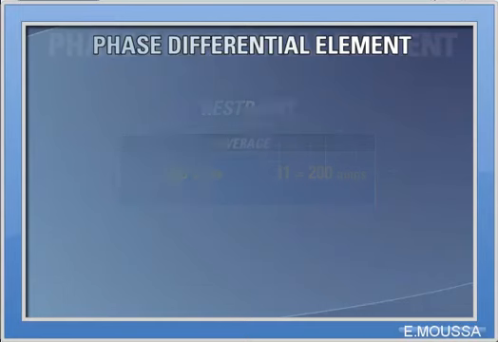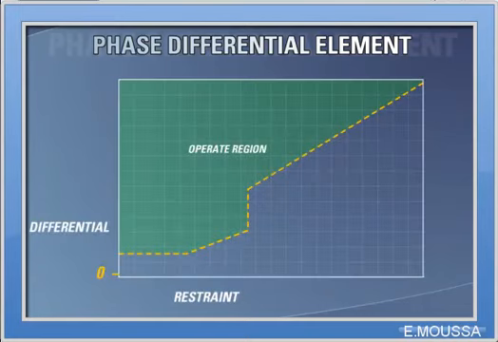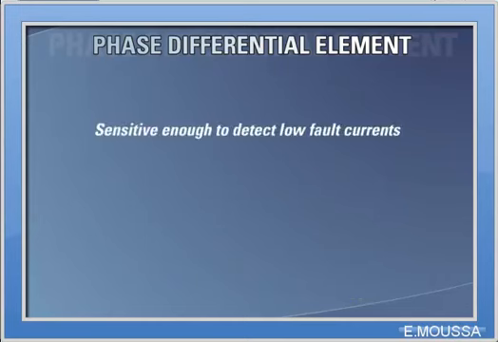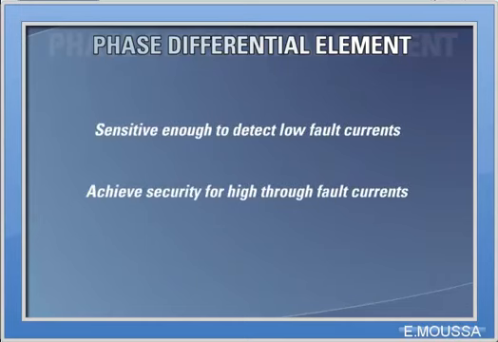When we plot the results on the dual slope percent restraint characteristic curve, we see that the resultant is well below the operating region. The slopes of the element can be adjusted to accommodate CT error and saturation to create a characteristic that is sensitive enough to detect faults at low current levels, while achieving security for high through-fault current conditions with additional CT error due to saturation. For further detail on the percent differential element, please refer to the differential element description under the Distribution tab.